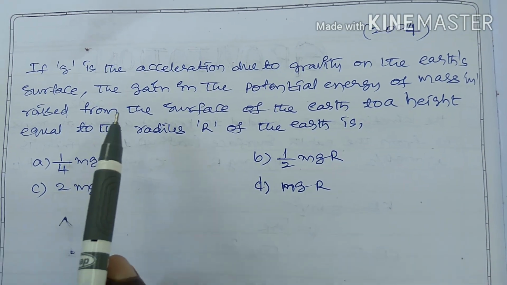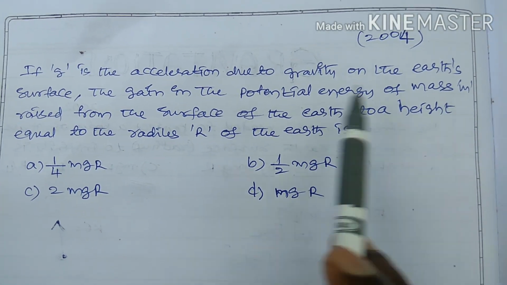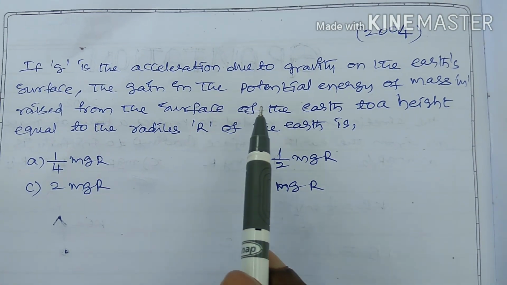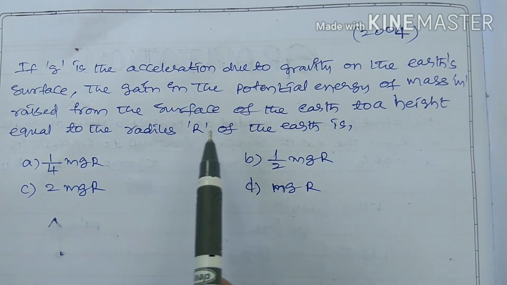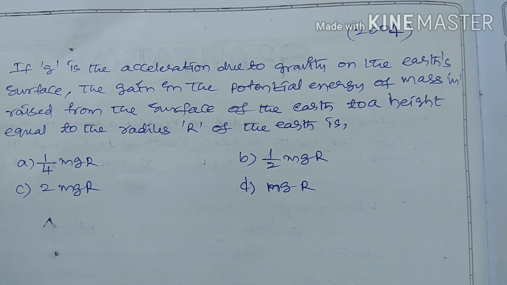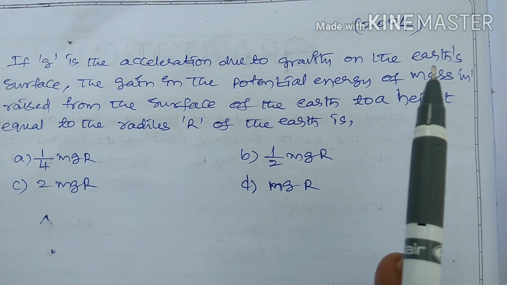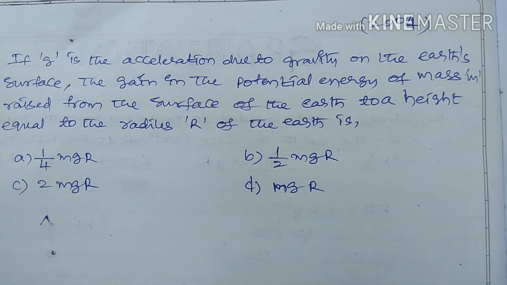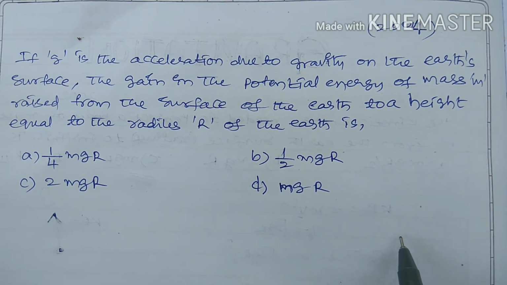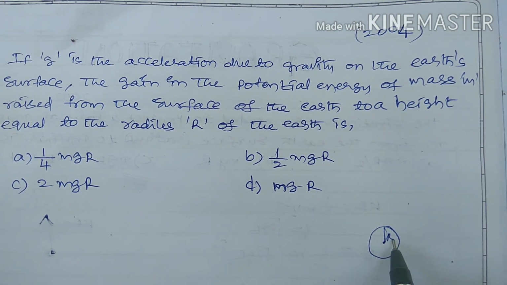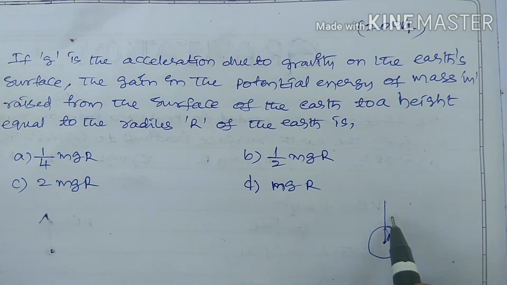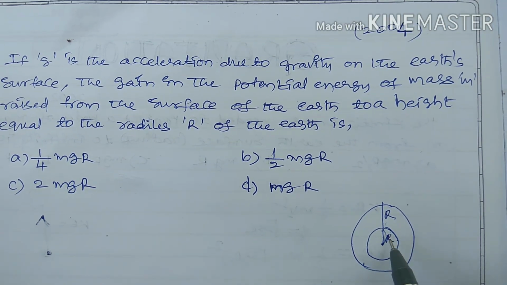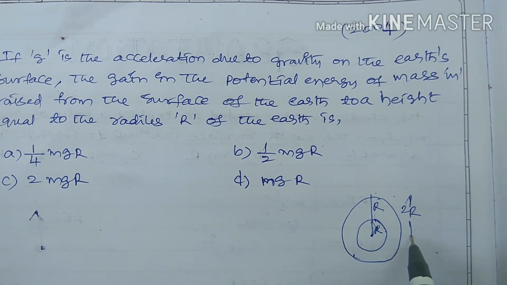The next question: if g is the acceleration due to gravity on the Earth's surface, what is the gain in the potential energy of a mass m raised from the surface of the Earth to a height equal to the radius R of the Earth? At first, this is the radius of the Earth, R. It is raised to a height equal to the radius of the Earth, so now the distance from the center is R plus R, which is 2R.